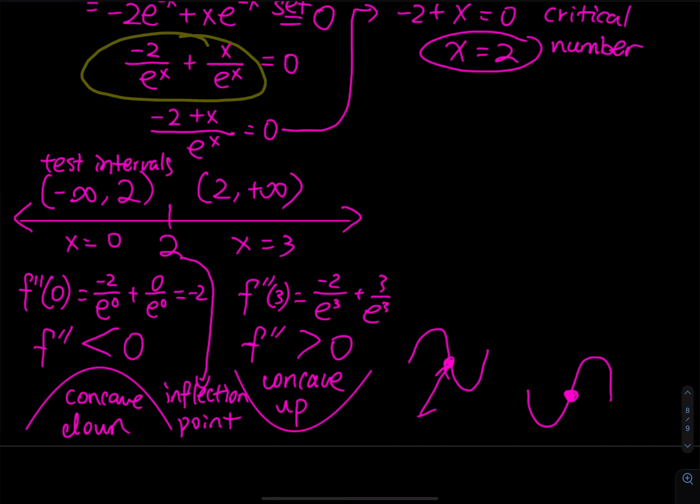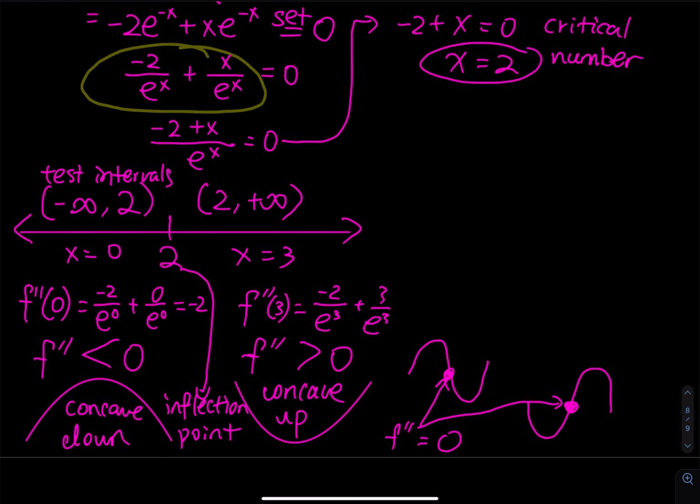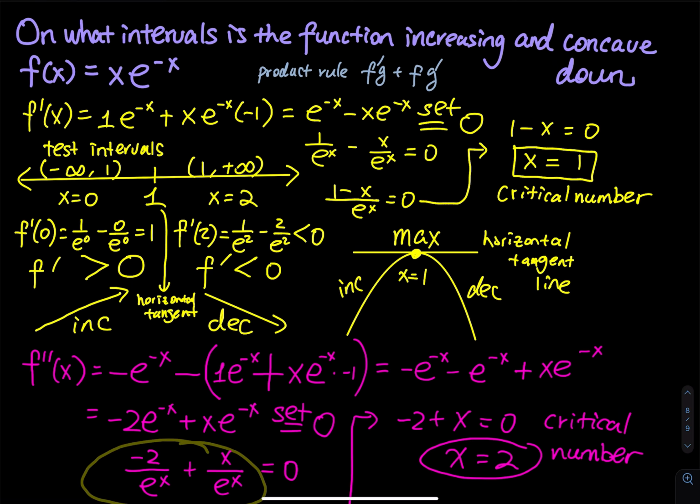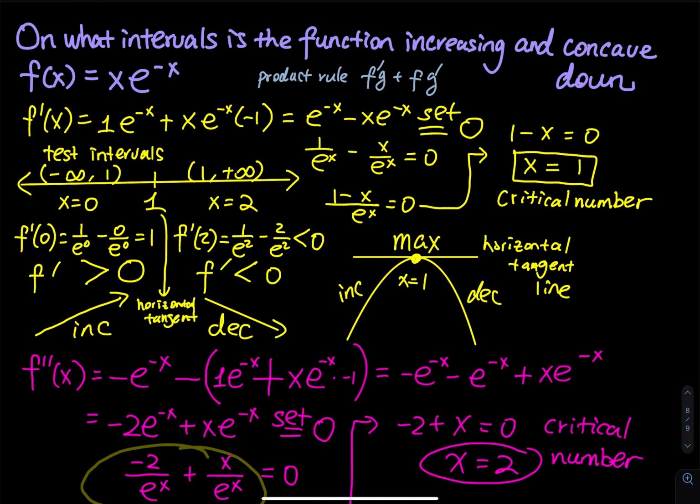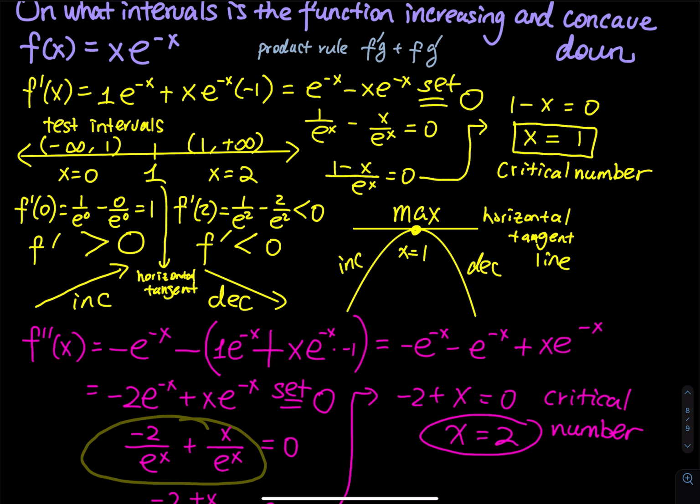And at these 2 points, the double prime equals 0. All right, so for the first derivative, we have a horizontal tangent. The second derivative, we have an inflection point. And then to answer the question we have all the way on top, on what interval is the function increasing and concave down, we have to put 2 intervals, one on top of the other, to find out.